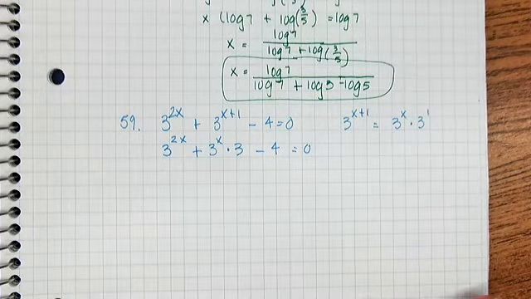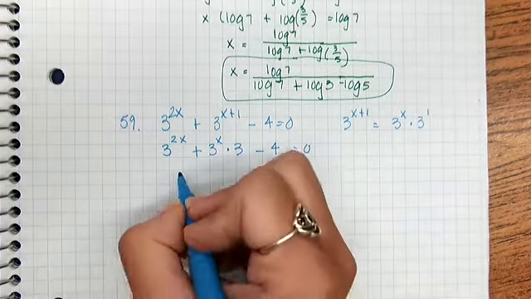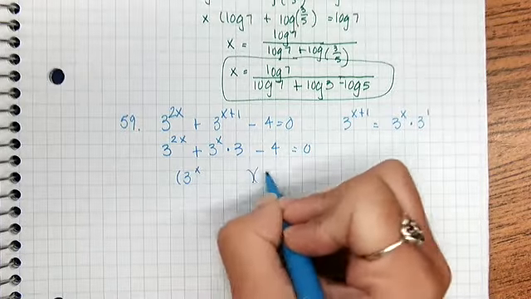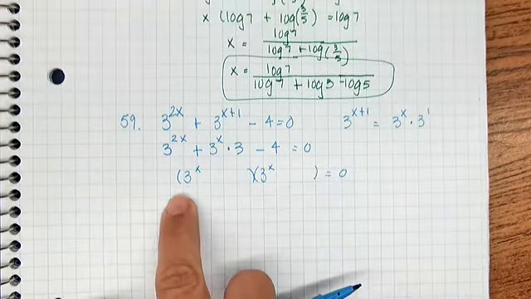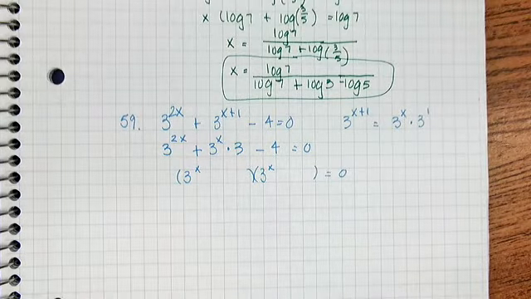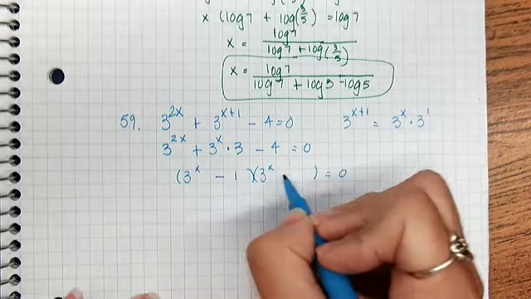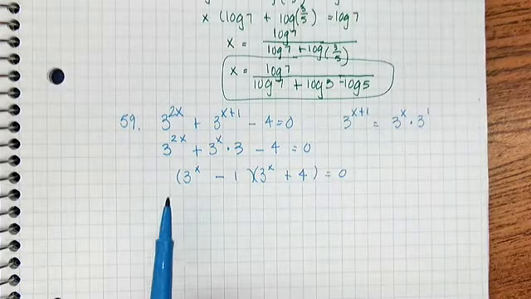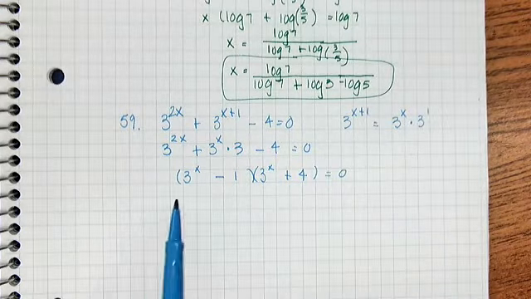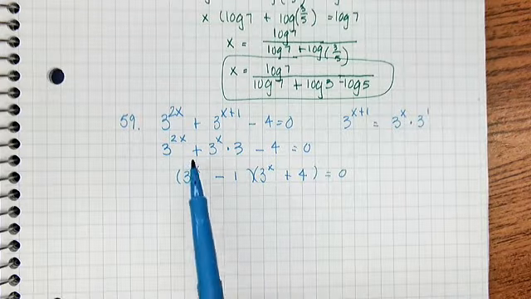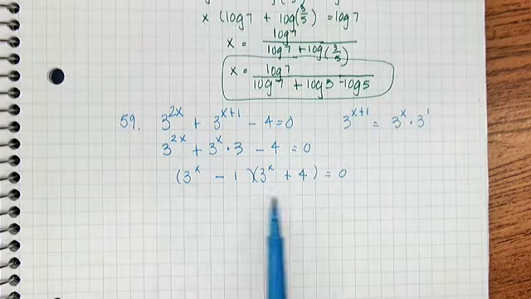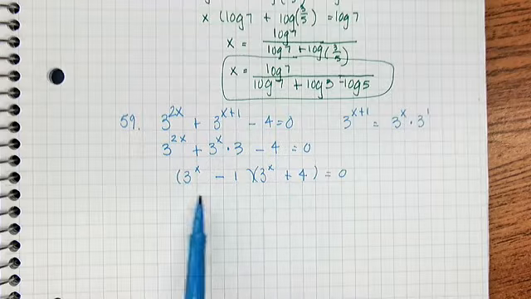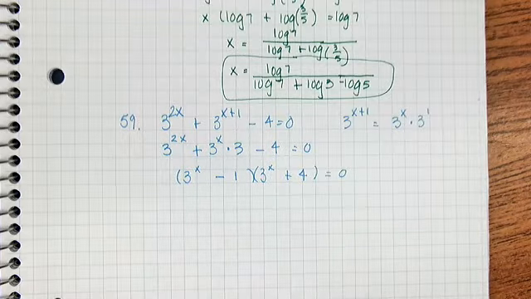Okay, well, I can factor this actually. 3 to the 2x is 3 to the x times 3 to the x. So I'm factoring this: 3 to the x minus 1, 3 to the x plus 4. Distribute: 3 to the x times 3 to the x is 3 to the 2x. This is plus 4 times 3 to the x. This is not 12 to the x. So this is plus 4 times 3 to the x minus 1 times 3 to the x, which is positive 3 to the x, minus 4.